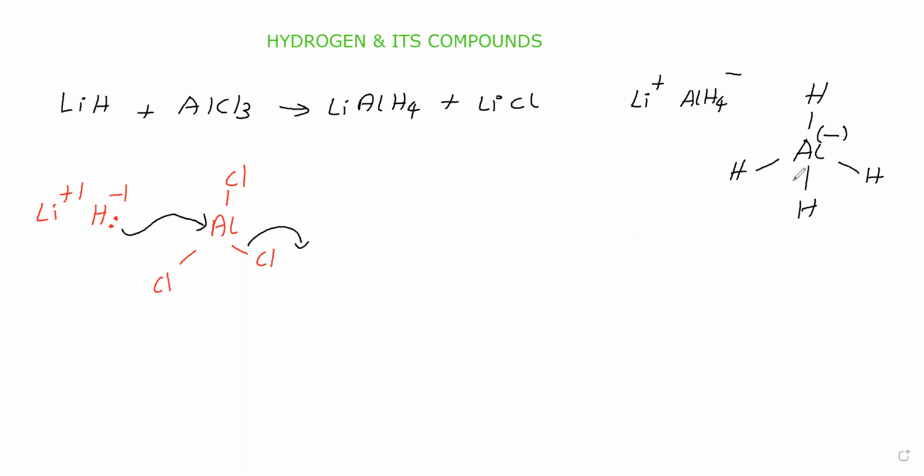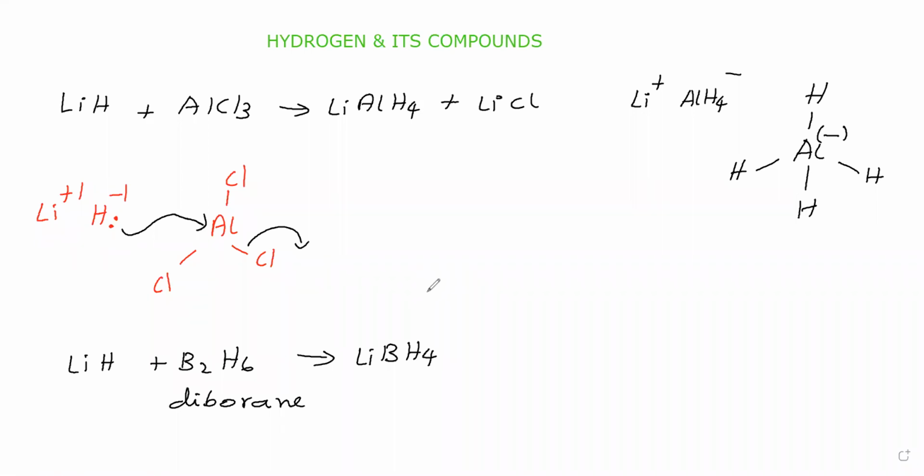So AlH4 minus we can write like this, with Li plus. It is called lithium aluminum hydride, which is used as a reducing agent. Next, lithium hydride plus diborane B2H6 gives lithium borohydride, LiBH4. Instead of aluminum, boron is there. Aluminum and boron come under the same group, group 3A.